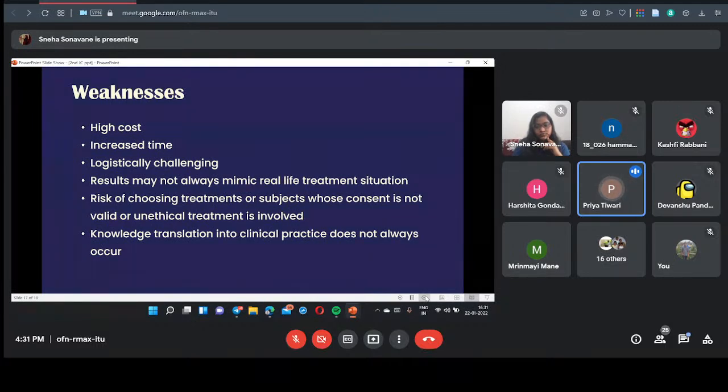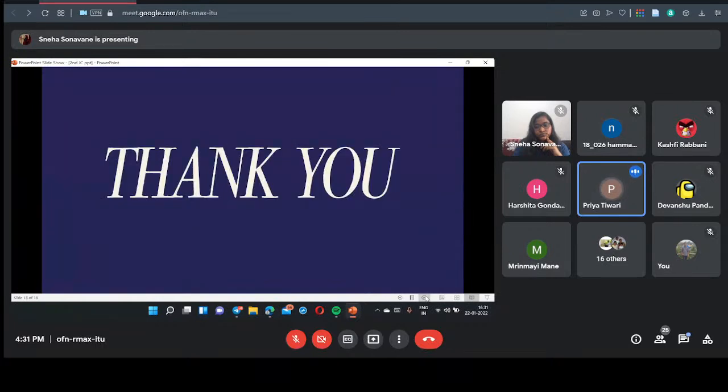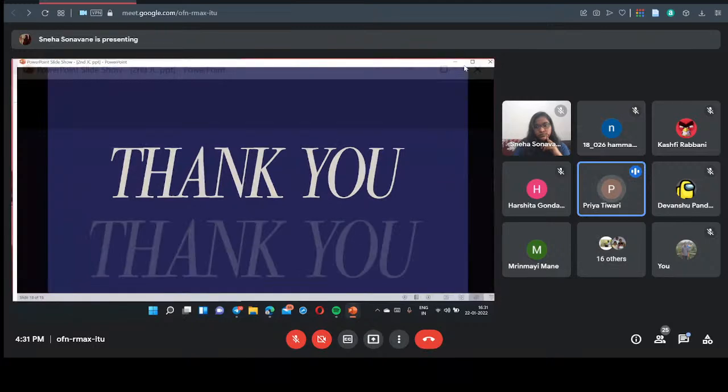So yeah, it is not necessary that whatever result was obtained in our RCT is applicable in clinical practice too. So yeah, this was the brief idea about the RCT. I hope you understood at least some bit of it.